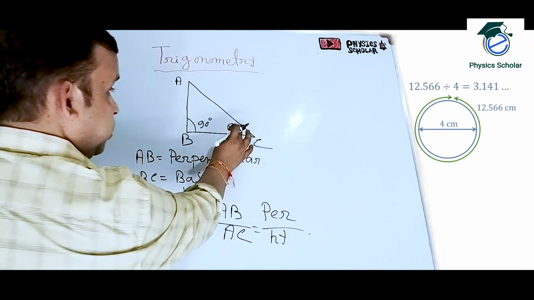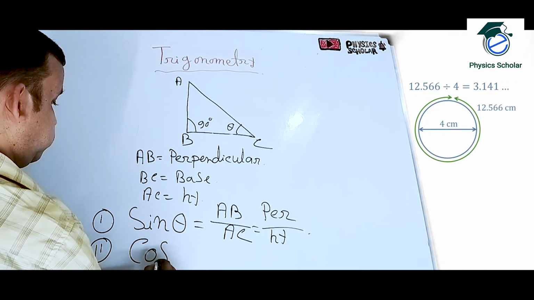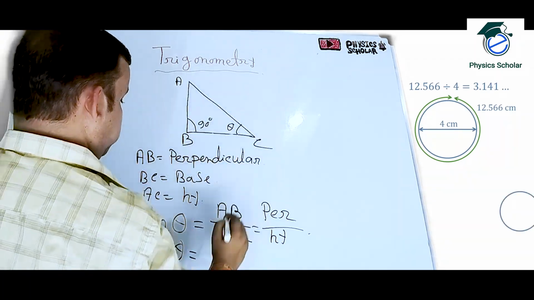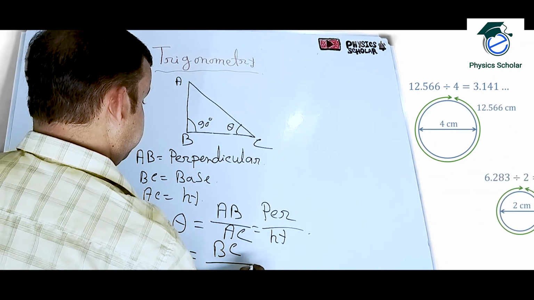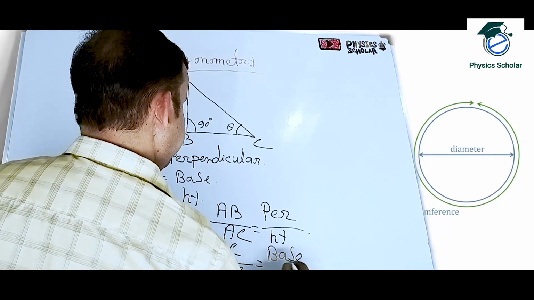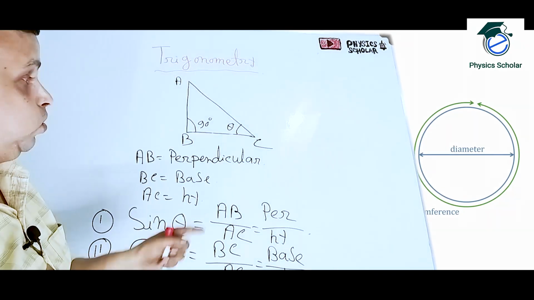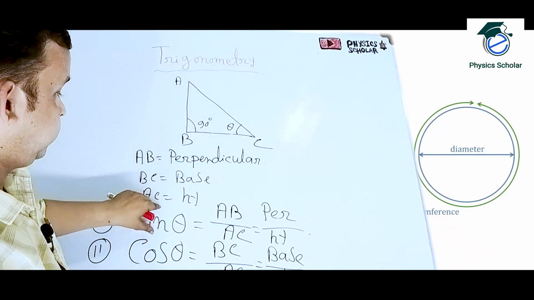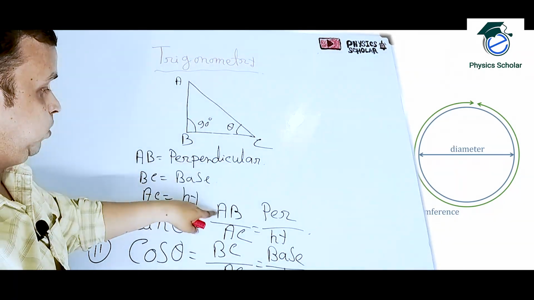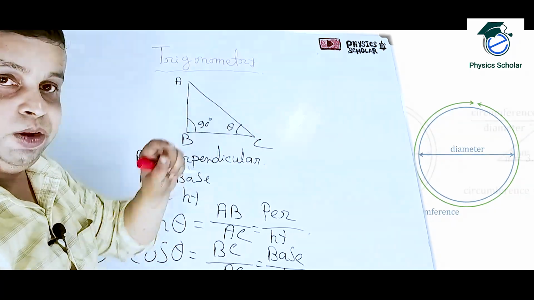That is sine theta with respect to this angle. Now the second function is cos theta. Cos theta means base by hypotenuse. What is base? BC, by hypotenuse AC. So it is base divided by hypotenuse, and that is known as cos theta. Cos theta is equal to base by hypotenuse, while sin theta is equal to perpendicular by hypotenuse.